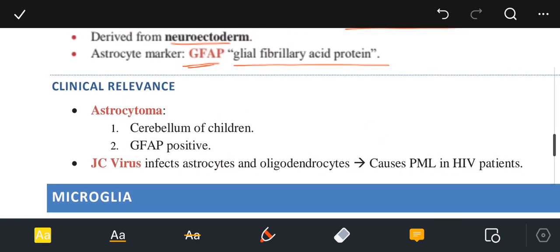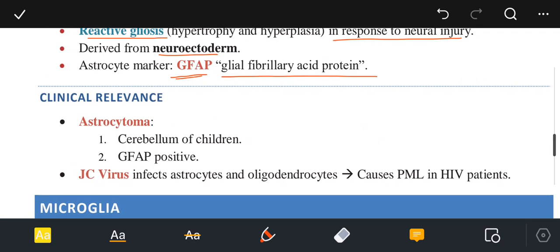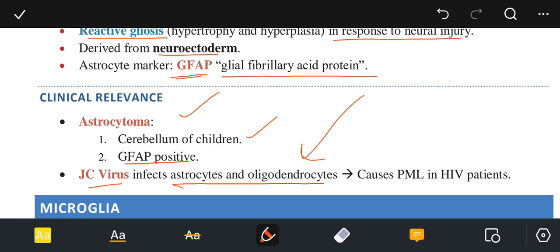Astrocytoma. The clinical relevance of astrocyte is the formation of astrocytoma. They develop in the cerebellum of children, and they are GFAP positive. JC virus infects the astrocytes and oligodendrocytes. It is a very rare virus, but if anything is rare, it means it is very high yield for the Step exams. So the JC virus infects the astrocytes and oligodendrocytes, and it can cause progressive multifocal leukoencephalopathy in HIV patients.